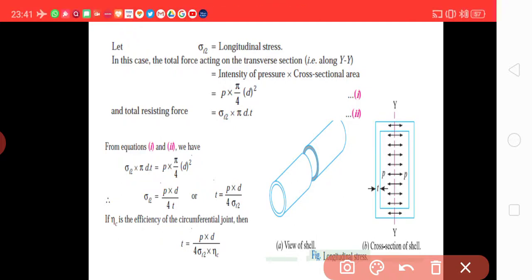Consider that eta C is the efficiency of the circumferential joint.